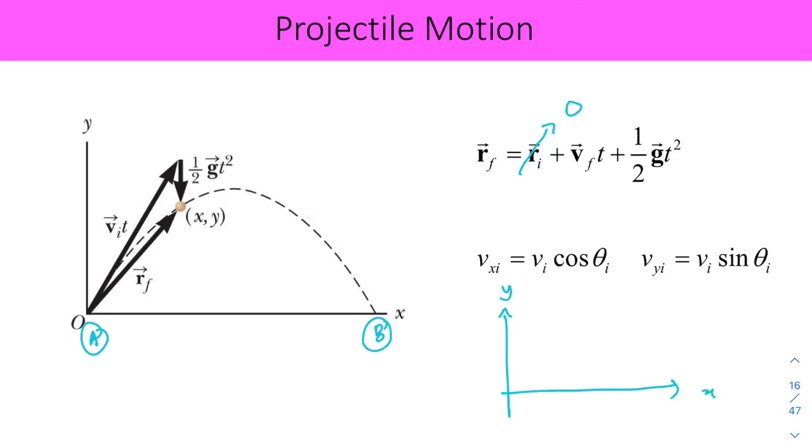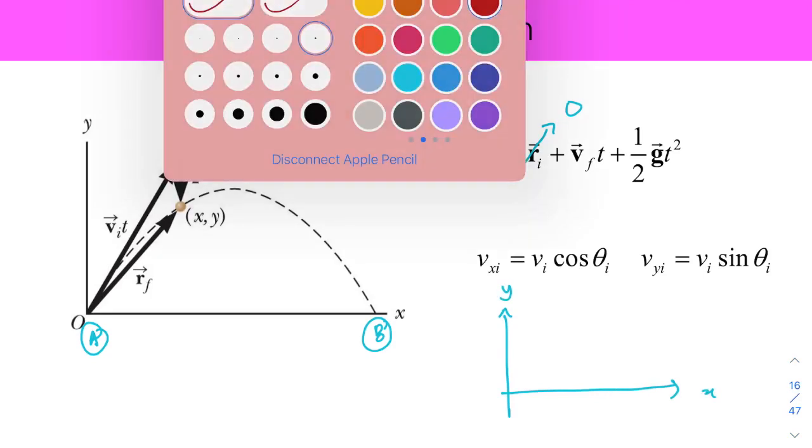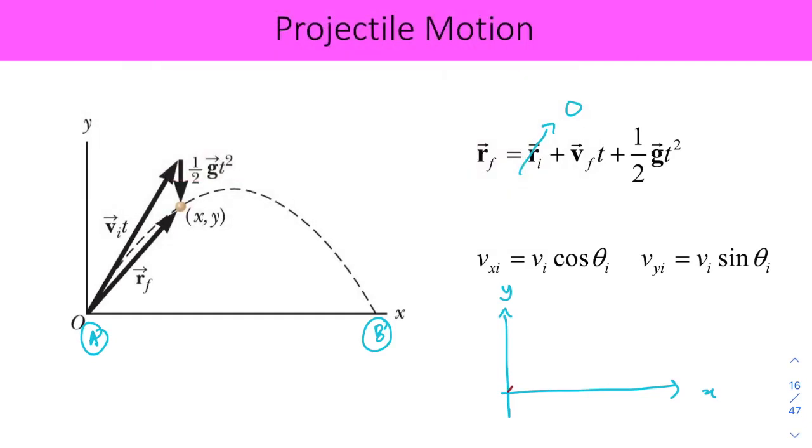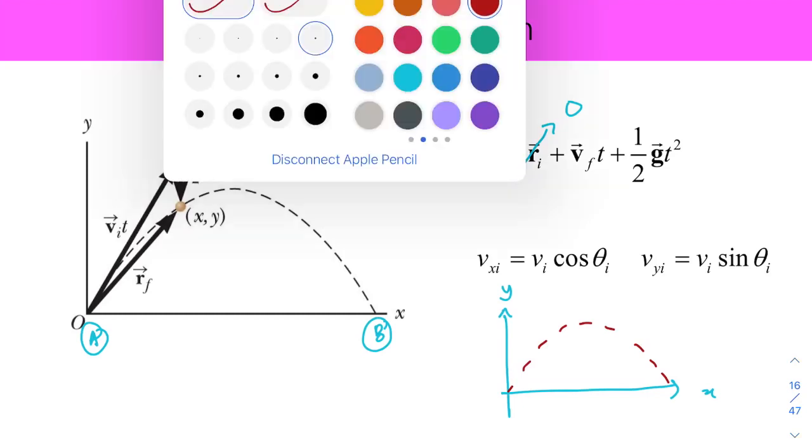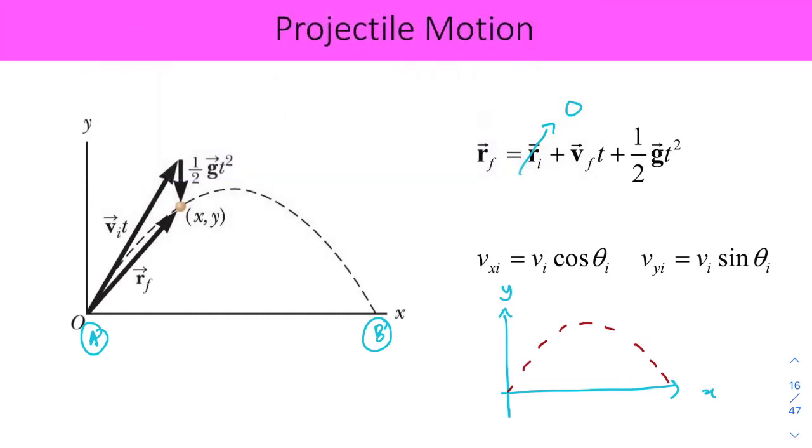Okay, this is the x component, this is the y component. This is your motion, let's say the path taken by your object. This is your v initial, having theta initial here. The component of the v initial along x is here. This is vx initial. The component for y is here, vy initial.